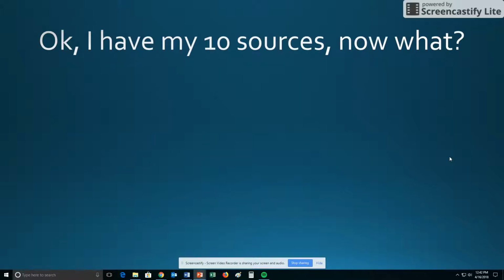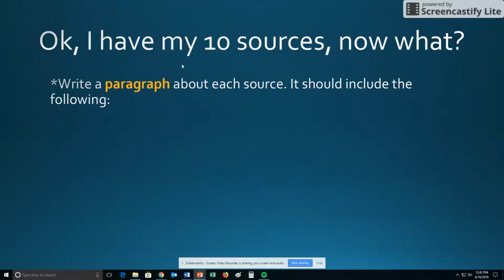Okay, so you found the 10 sources. Now, what do you do? Well, you might say, I don't know how to find my 10 sources. That's a different video. Right now, we're just talking about what we're doing with this particular activity. So once you've found a source, you're going to write a paragraph about each source.